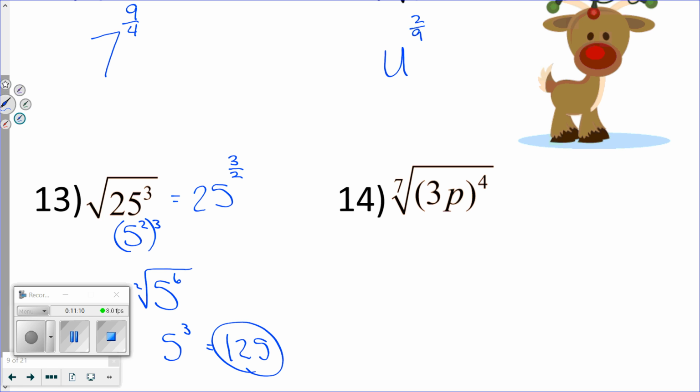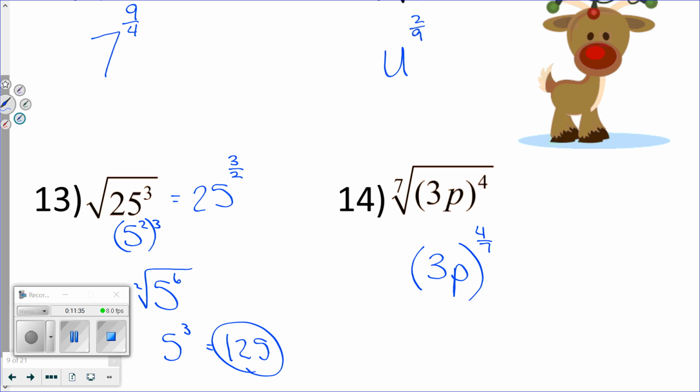Could you also have figured out what 25 to the third actually was? Yeah. And then see if it had a pretty square root? It does. It'll be 125. Yeah. But no, I like your method. I like that. 14, Caleb. Perfect.